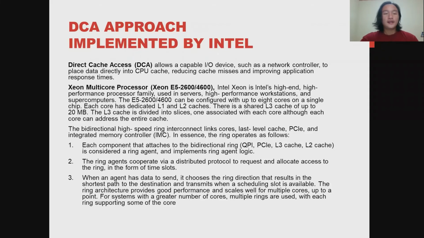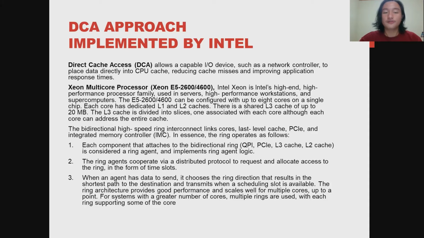Direct cache access. This is the direct cache access approach implemented by Intel. Direct cache access (DCA) allows a capable input-output device, such as a network controller, to place data directly into the CPU cache, reducing cache misses and improving application response time. The Xeon multi-core processors: the Xeon E5-2600/4600. Intel Xeon is Intel's high-end, high-performance processor family used in servers, high-performance workstations, and supercomputers.